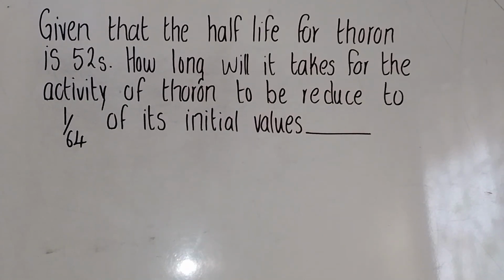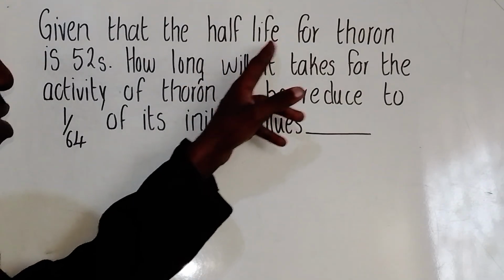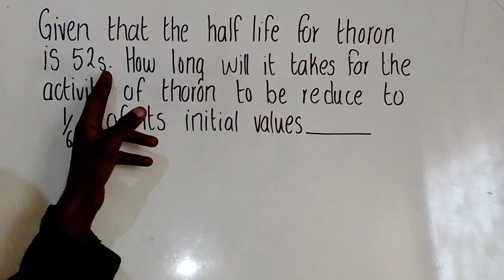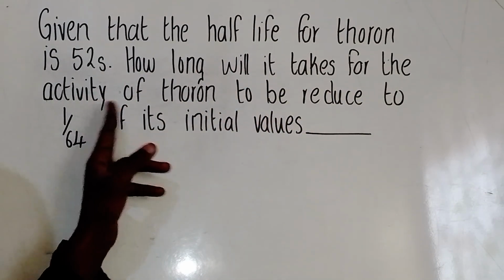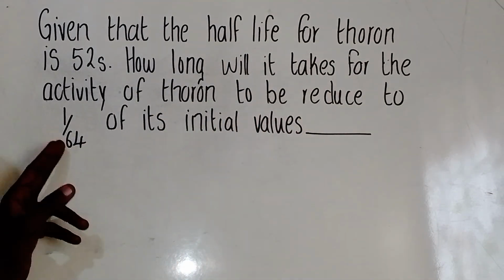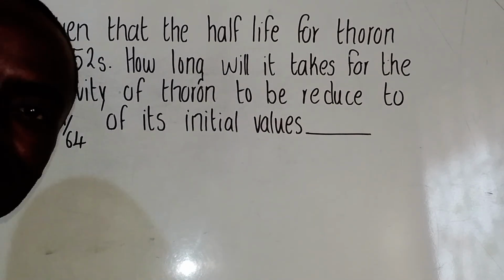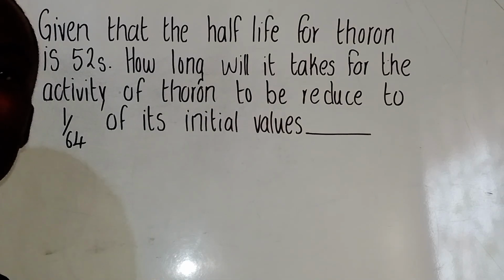Okay, so we have a physics question that says, given that the half-life for Tholon is 52 seconds, how long will it take for the activity of Tholon to be reduced to 1 over 64 of its initial value? When they say half-life, this is the time taken for the half of the sample to decay.